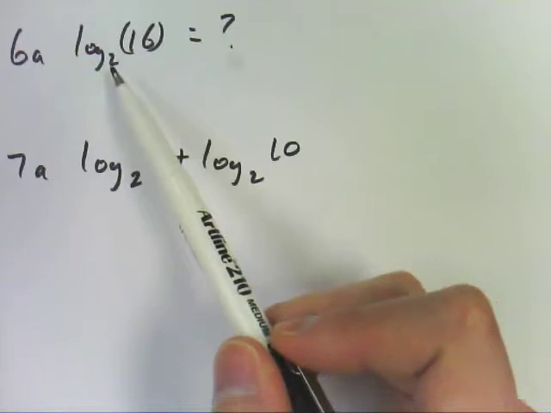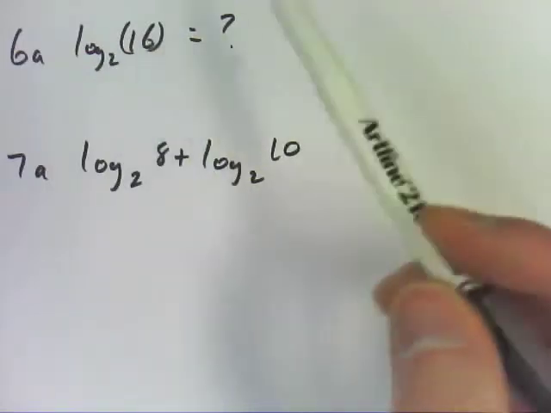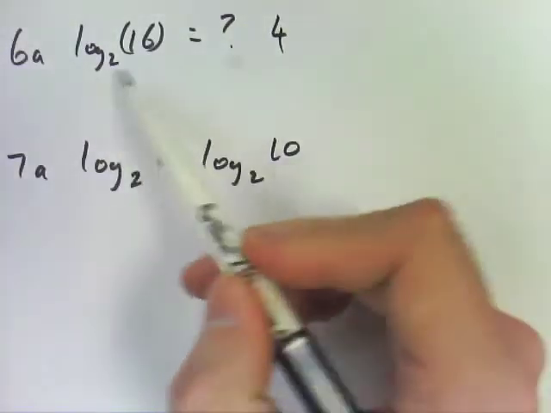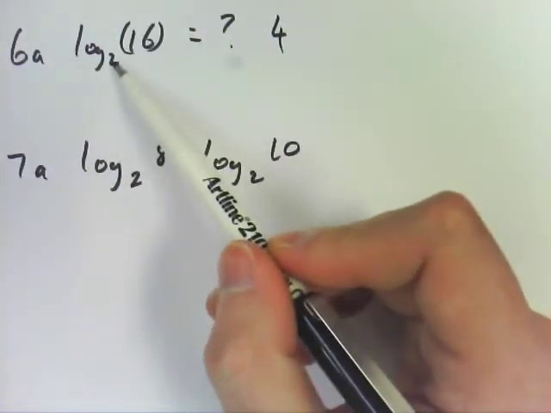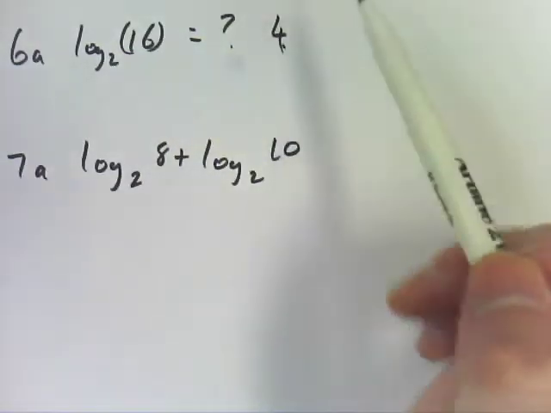Log 2 16. What power would I put 2 to get 16? So 4. That's how you do that. Without a calculator, what power do I put 2 to get 16? And it's 4, so that's your answer there.